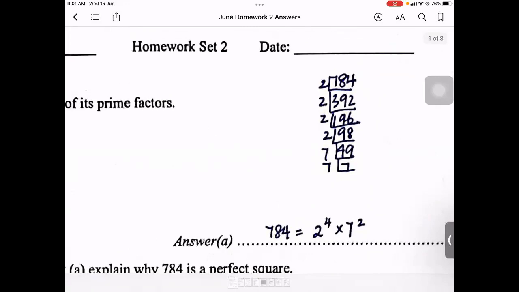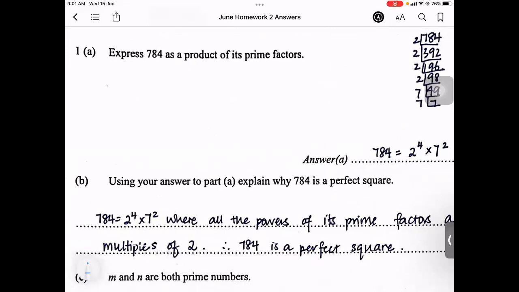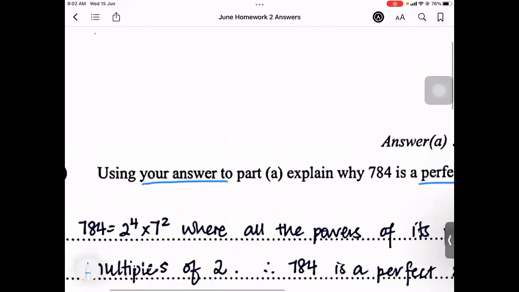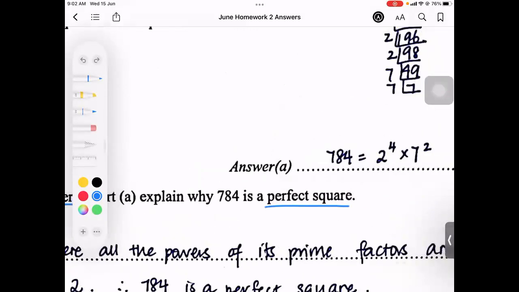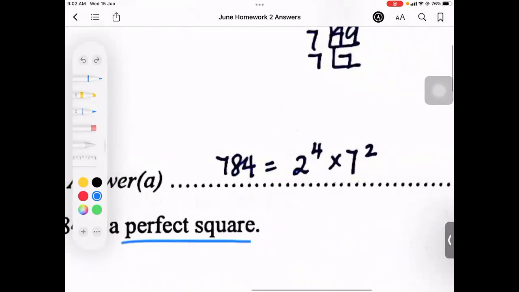Then the question, this is only the first part. The question says using your answers to explain why this is a perfect square. Now, a lot of students will say, oh, because the square root of 784 is an integer, it's a whole number. Okay, but that does not use the answer. In this case, they want you to explain it regarding the prime factors and what's so special about the prime factors when they are in perfect square.